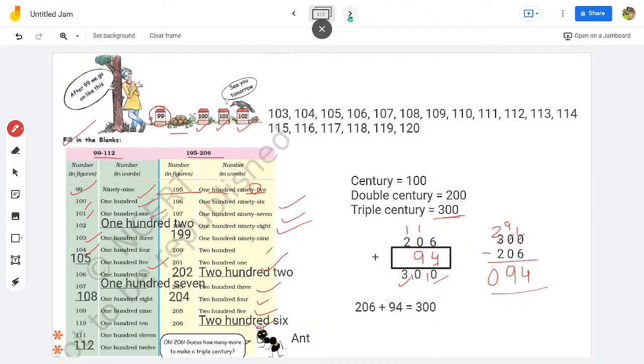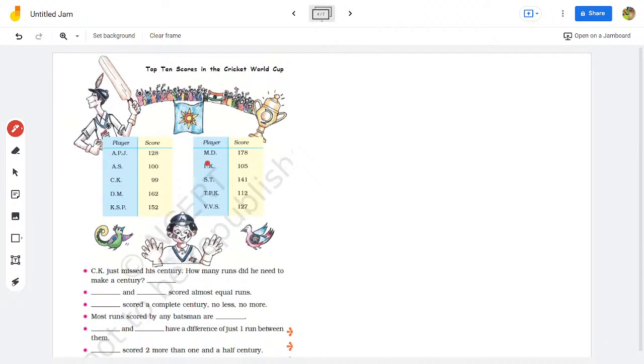Okay, let's move on and learn further. Top 10 scores in the Cricket World Cup. So we have these players and we have their scores written in the table. The first question says CK just missed his century. How many runs did he need to make a century? Let's see how many runs CK had. CK had 99. Oh, so close to a century. So how many runs did he need to make a century? He needs just one more run in order to make a century.